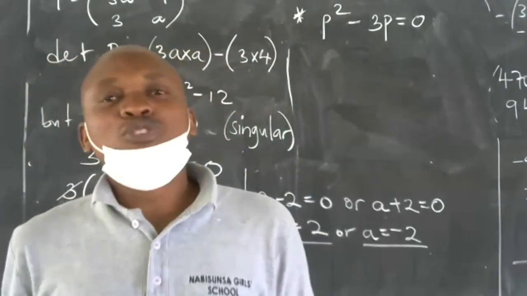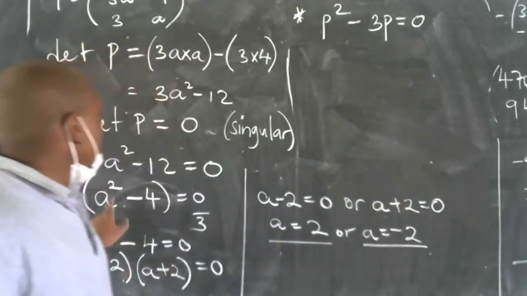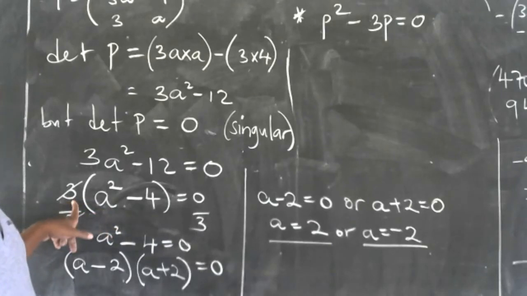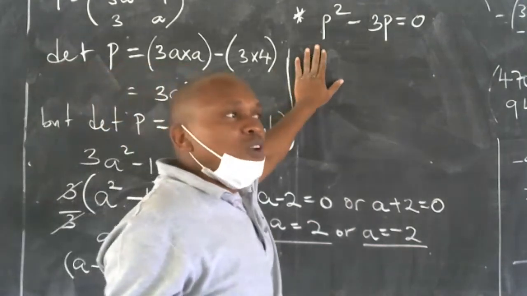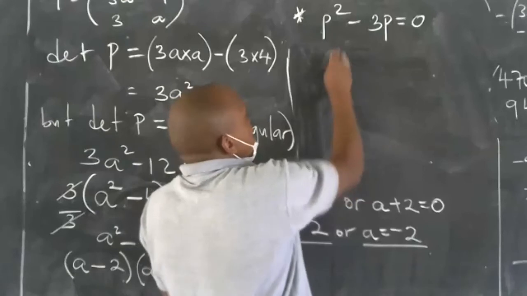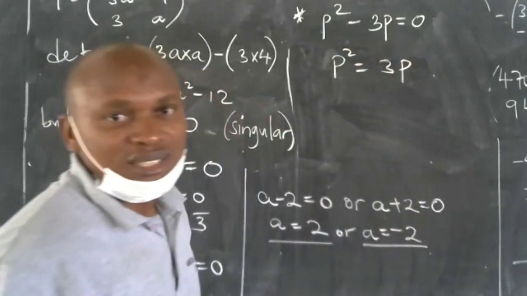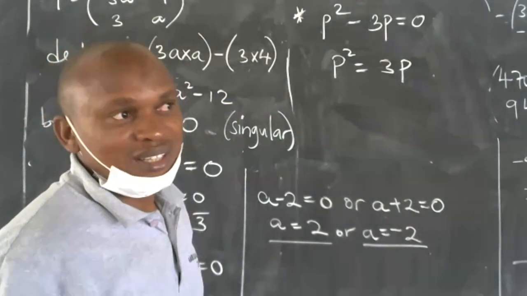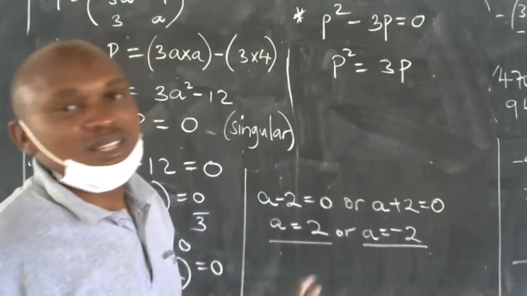This is what I wanted you to know, how they work out such questions. It's the same thing I was trying to do here. You see this part here, this method of first factorizing out a figure. When I give you a number like this, let me show you one way of working it out, but it's not the right way. Somebody can just say P squared is 3P. I've got the answer is 3 and negative 3. Okay, let us check and see.